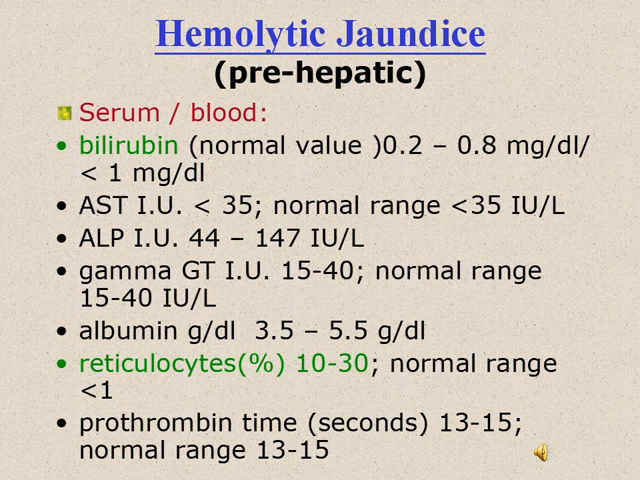And the albumin, 3.5 to 5.5 grams per deciliter. And the reticulocytes in percentage, normal range is less than 1. And the prothrombin time in seconds, normal range is 13 to 15 seconds.